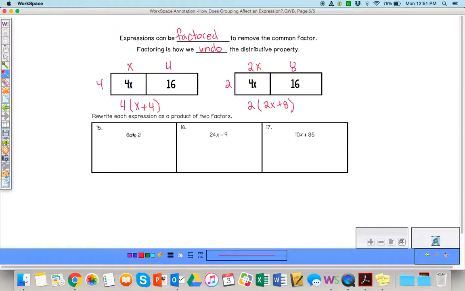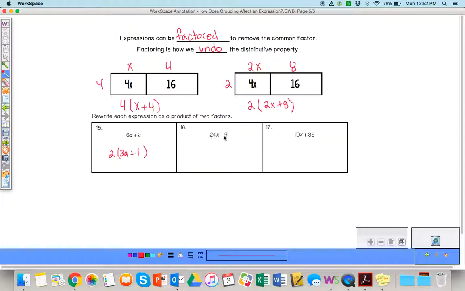So if I want to undo this problem, okay, both of these numbers are divisible by 2. So that means 2 is going to go on the outside of my parentheses. So now on the inside, we have to do 6a divided by 2. Well, 6 divided by 2 is 3. So we just keep our a. And then 2 divided by 2 is 1. So that's our answer. 2 parentheses 3a plus 1. All right.